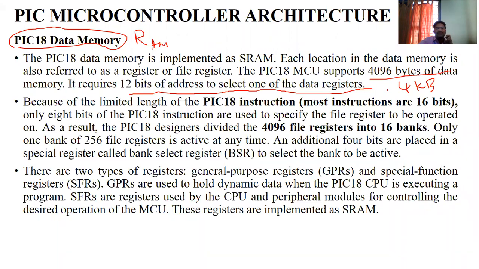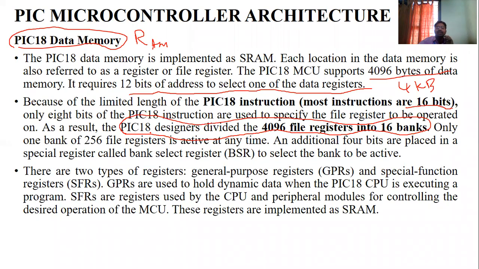So what is the instruction size of this PIC18? Most PIC18 instructions are 16-bit instructions. This PIC18 divides the 4096 file registers into 16 banks. Remember, 16 banks. In the 8051 microcontroller, you divide the data memory registers into only 4 banks.